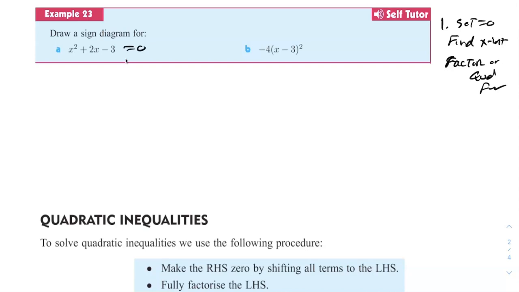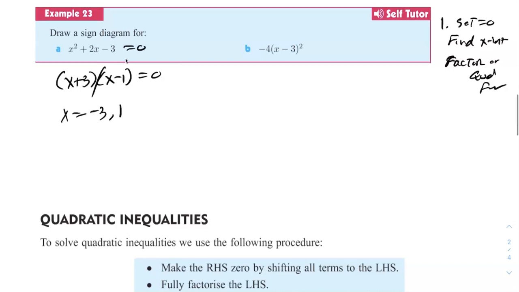So here I'm going to set equal to 0. I'm going to factor for factors. I get x plus 3, x minus 1. It does factor nicely. So you get x equals negative 3 and 1. Now there's generally two ways to draw a sign diagram. Well, how to get there.